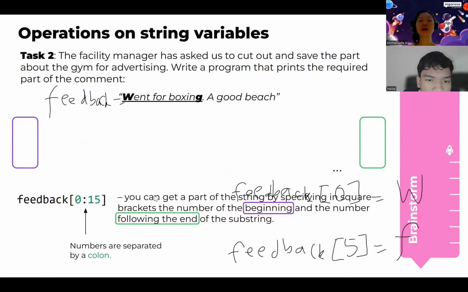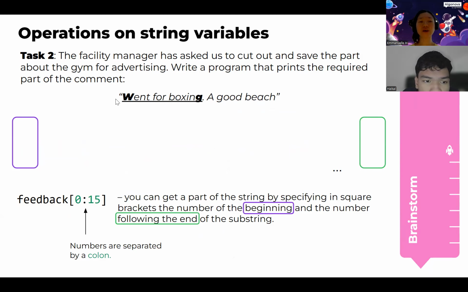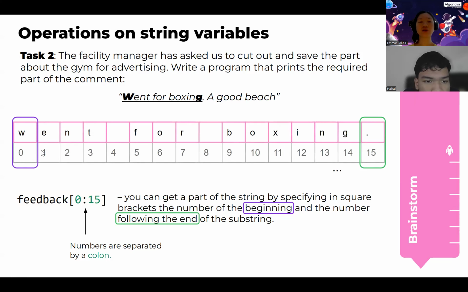Then we can also slice the characters. For example, we want to get the whole sentence "when for boxing", but we want to ignore the rest. So how to do it? We write feedback, and then we start with index 0 until, using a colon, 15. It will return "when for boxing" and then there is a dot. That is how to slice a character or sentence. Until this part, do you have any questions? No, I don't. Okay, next.